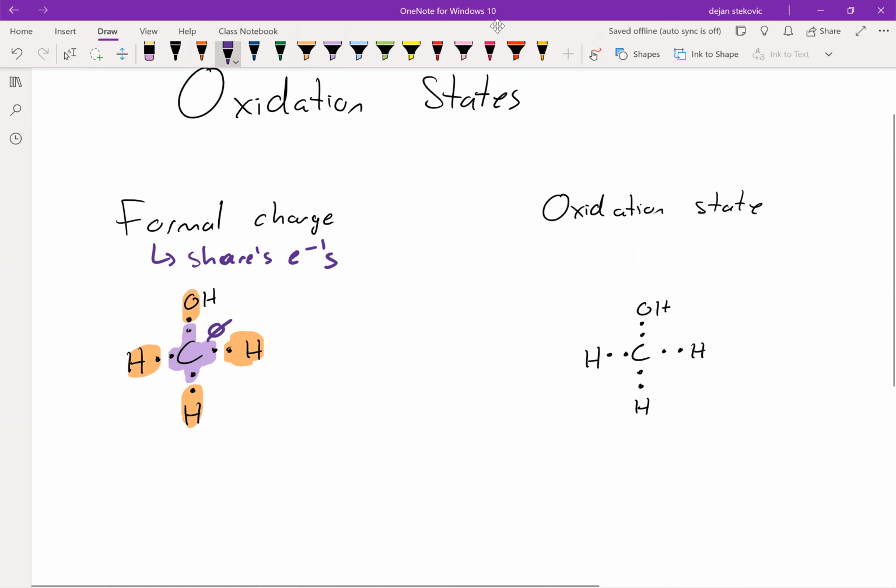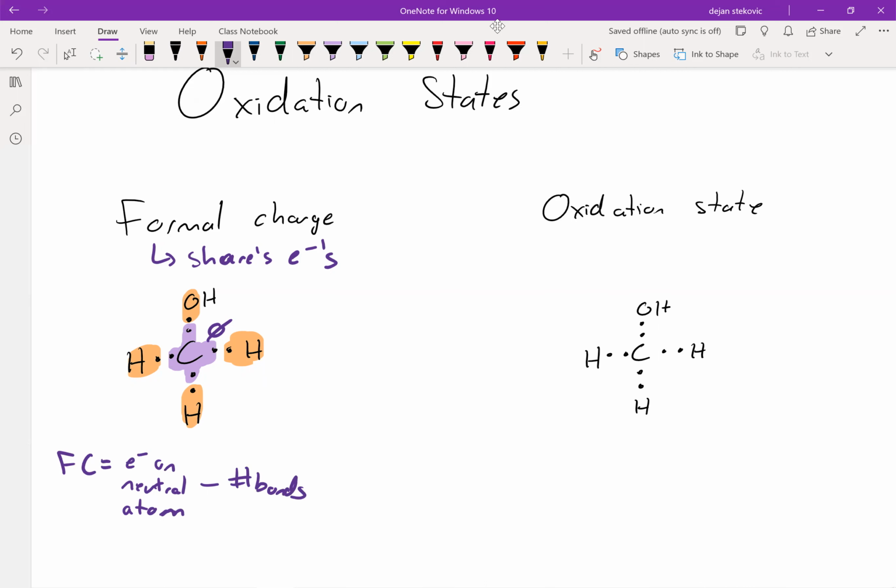Because remember, the equation for formal charge is the electrons on the neutral atom. In this case, carbon has 4 electrons in its neutral state, minus the number of bonds. In this case, it has 4 bonds, so 4 minus 4 is 0, and then minus the number of lone electrons. In this case, we don't have any lone electrons, so 4 minus 0 is 0. So in this case, this carbon has a formal charge of 0.